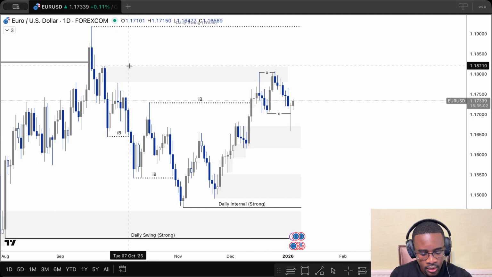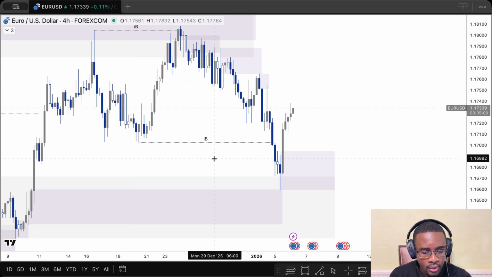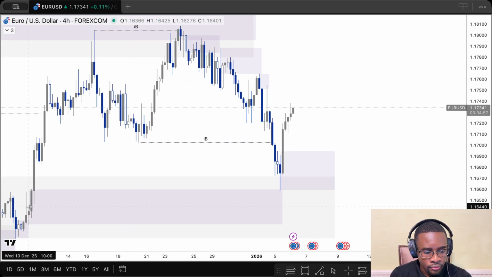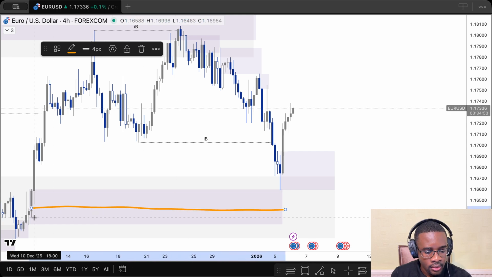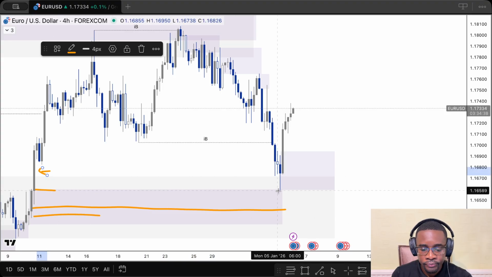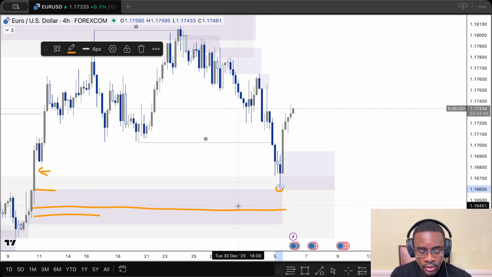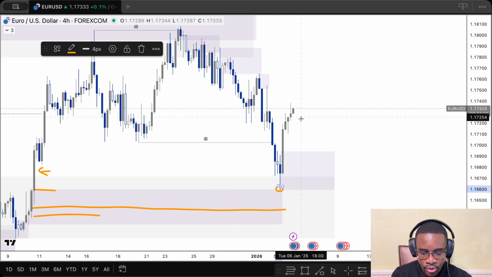Looking at the 4 hour, I had my POI at this level, which is the extreme pivot. However, price came in and mitigated this engulfing candle before this big imbalance. As you can see here, that's where price just mitigated and then took off.